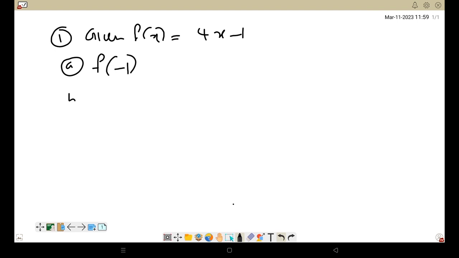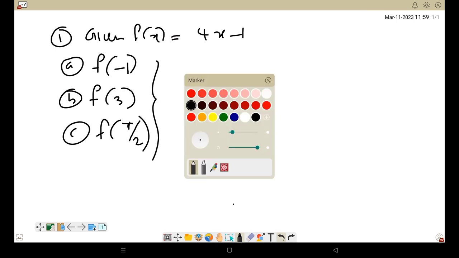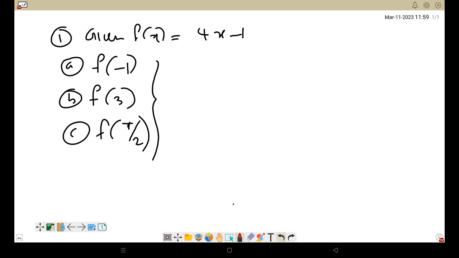So we can go through some more examples. Clear? The first question: given f of x is equal to 4x minus 1, find the value of a, f of minus 1, b, f of 3, and c, f of 1 by 2. Minus 1 by 2 may be difficult, so you can write 1 by 2. First, we can do f of minus 1.